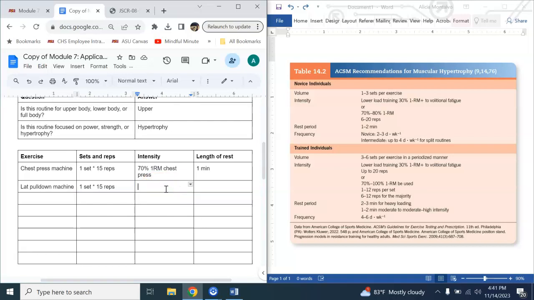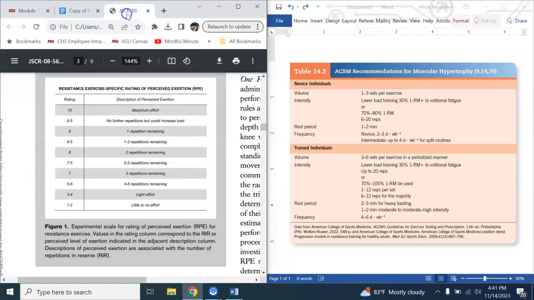So what do I do? I'm not going to 1 rep max a lat pull down machine. I'm not going to prescribe a lat pull down machine as a percentage of 1 rep max chest press machine. That just doesn't make sense. So in Canvas, I dropped an article there for you to take a look. We can use rating of perceived exertion, but what does rating of perceived exertion mean in the context of resistance training? Well, let me tell you, it's something called repetitions in reserve.